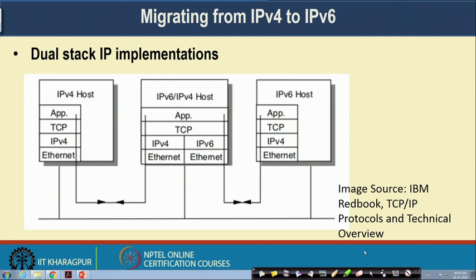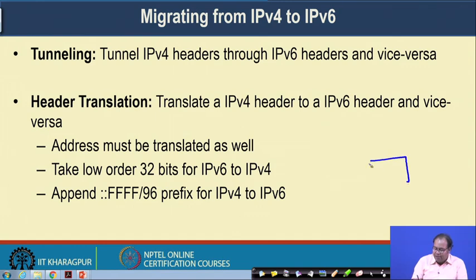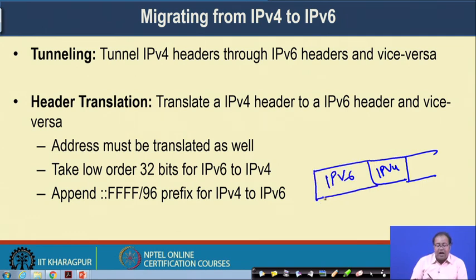The second mechanism is tunneling. The tunneling mechanism says that you tunnel the IPv4 headers through an IPv6 header. That means you have an IPv4 header, and whenever you want to send it to an IPv6 host, you add an IPv6 header along with the IPv4 header. Now, if you are sending it to an IPv4 host, this part of the header will be read. If you are sending it to an IPv6 host, this part of the header will be read.